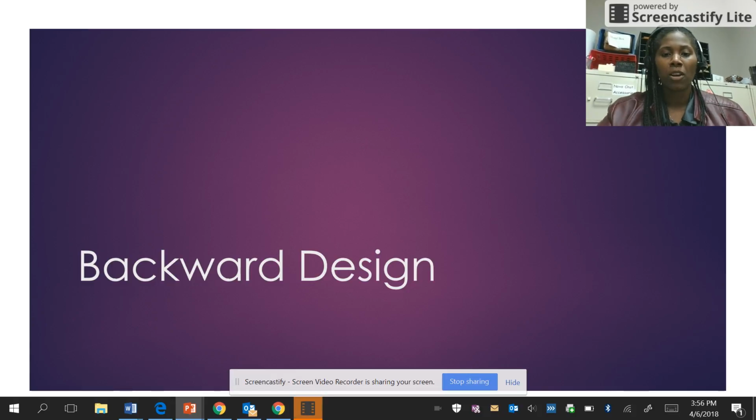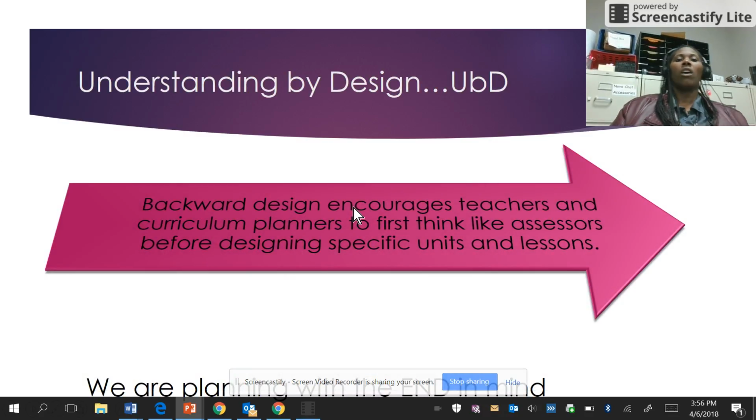Okay, guys, we're going to be talking about backward design today. Understanding by Design, UbD, backward design encourages teachers and curriculum planners to think like assessors before designing specific units and lessons. Basically, we're planning with the end in mind.